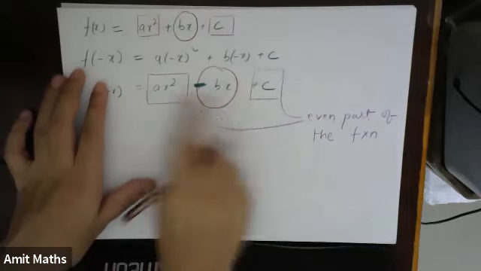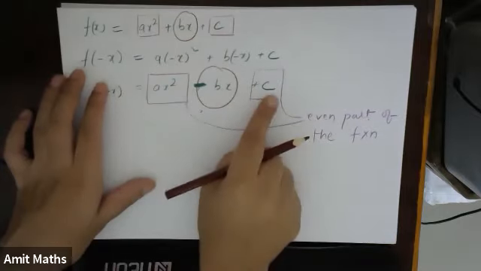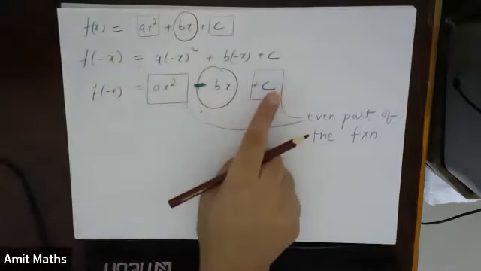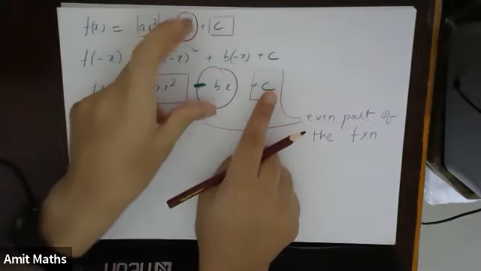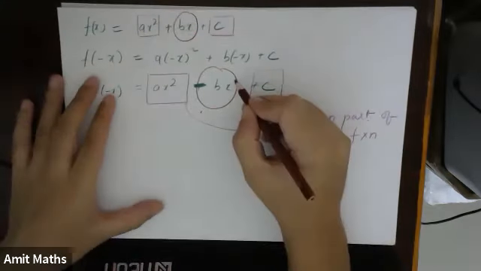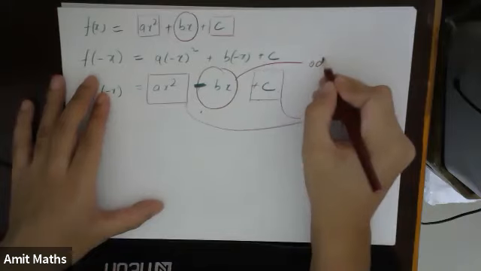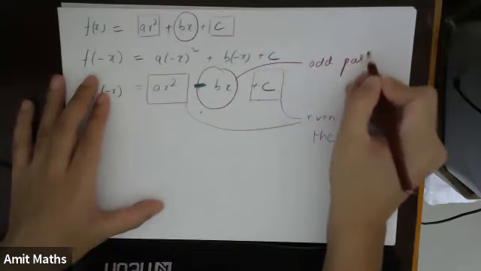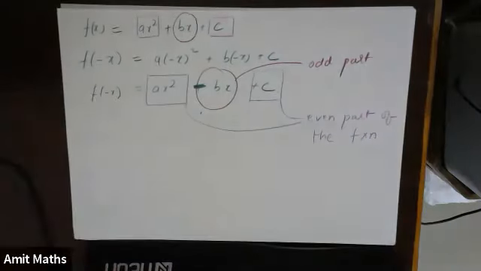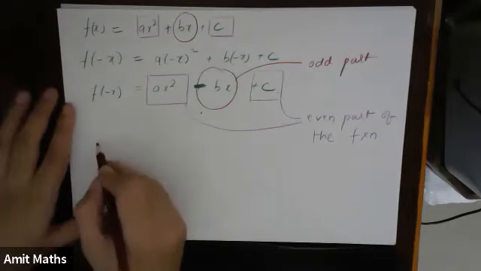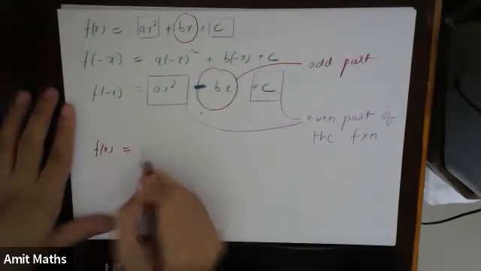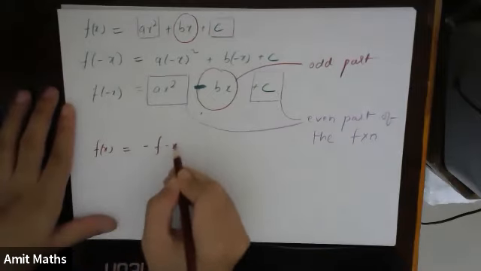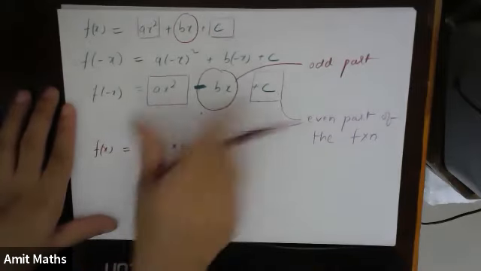This part is acting as even, but this part is acting as odd. So what I'll call this as the odd part. Okay. So if I look at the complete function combined, can I say that f of x is equal to minus f of minus x for this complete function?